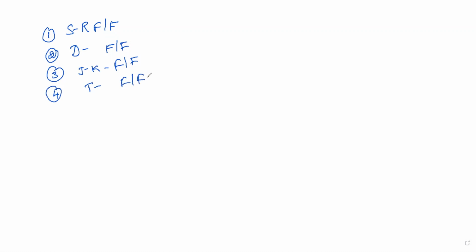SR is set-reset, D stands for data, and JK is just JK. T stands for toggle. So these are the four different types of flip-flops. Now we'll go through them one by one. Once you know the operation of the SR flip-flop, it is easy to derive all the others. That is more important. So first we go for the SR, and this flip-flop concept comes from the latch.